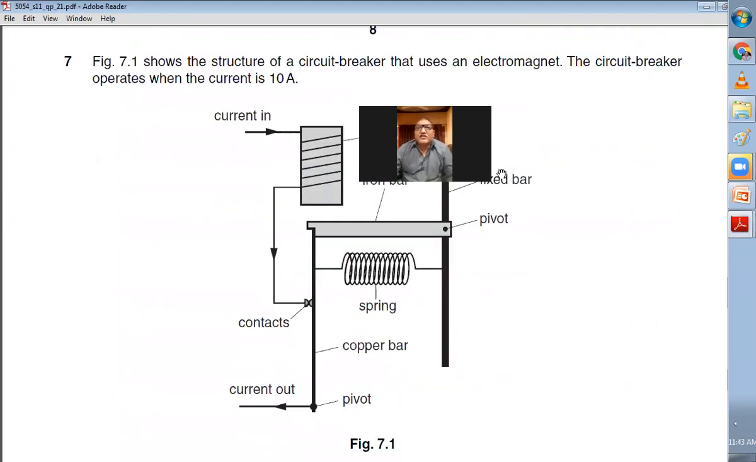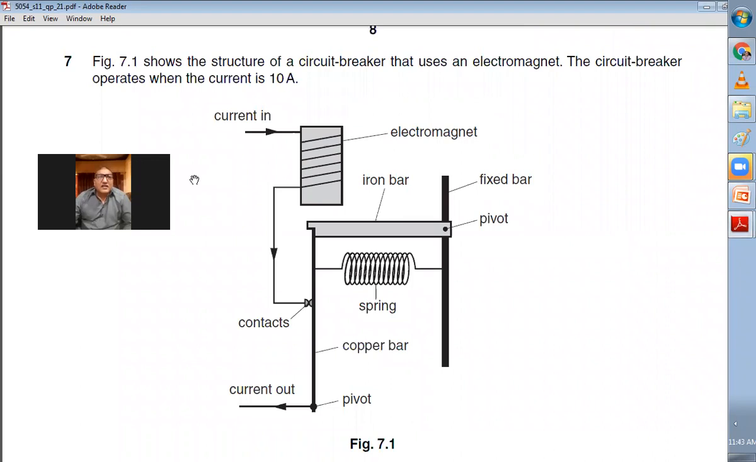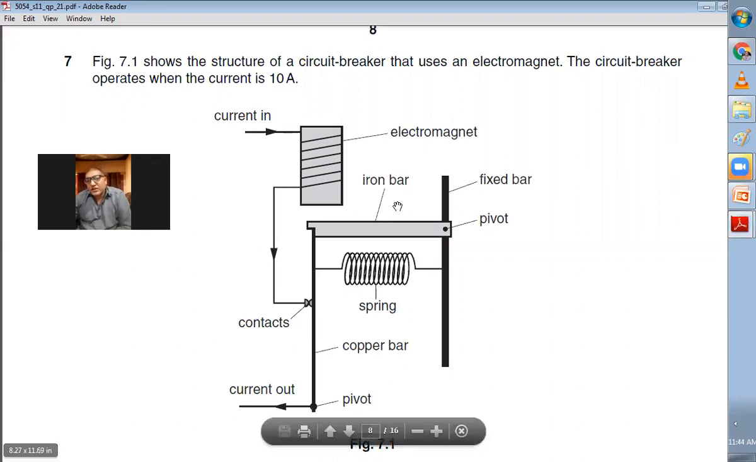And the next part is coming on your screen. And now you can see this. Figure 7.1 shows the structure of a circuit breaker that uses an electromagnet. The circuit breaker operates when the current is 10 ampere. So here you see we have this electromagnet, a coil around it, and the current is passing through here to these contacts, and the current is going out.